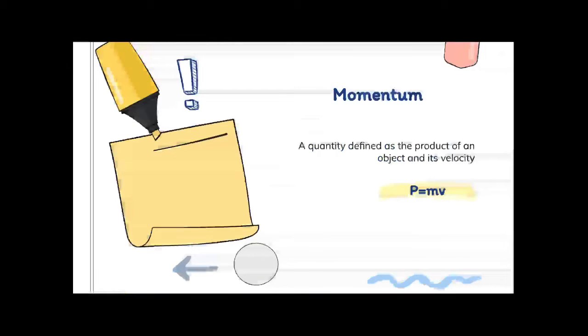First, we have to understand momentum, which is a quantity defined as the product of an object's mass and its velocity. Basically, in simple terms, if an object is moving, it has momentum because it's moving, which is velocity, and it is an object, which means it has mass. Mass times velocity equals momentum. This can be shown by the formula down below, highlighted in yellow.